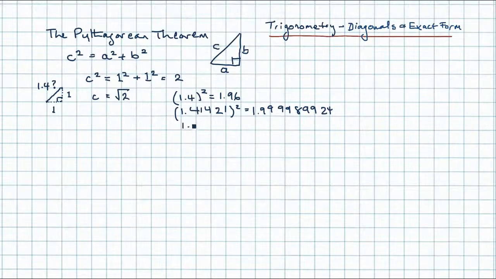8929924. Okay, so we get this horrible string of numbers. We can keep going. We could try 1.4143. Let's have a go at that quickly. So 1.4143 squared. Now this time we've got 2, but 0.000244449. Now we'll never get to 2 by this method.